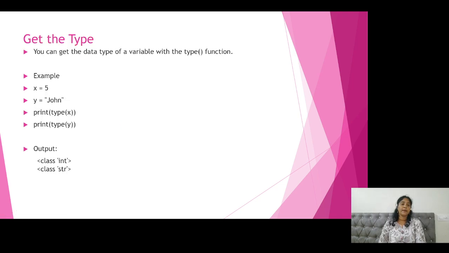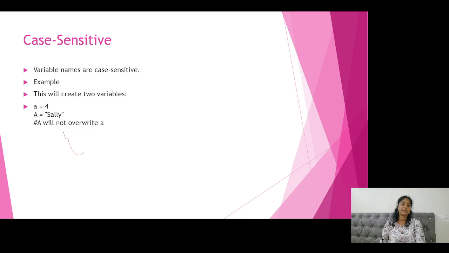If you want to get the data type of your variable, you have the type function. Type is a function which is used to return the data type of your variable. Now you have stored an integer into x, so x is integer type. Into y you have stored a string, so y is of type string. Print is a function which is used to print the statement at the console. Type of x is evaluated first. Type of x is integer type, so it prints class int.